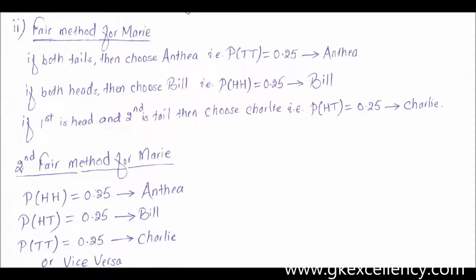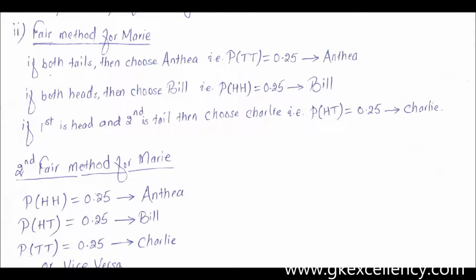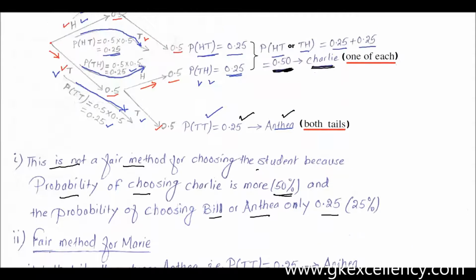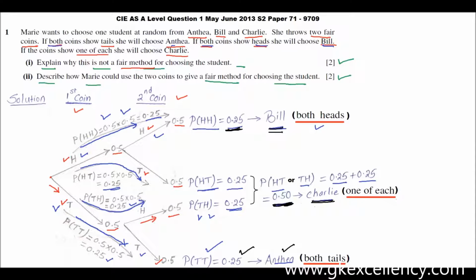A fair method would be what? If both tails, then choose Anthea, 0.25. If both heads, then choose Bill, again 0.25. If the first one is head and the second one is tail, only choose one of the conditions, then choose Charlie, again 0.25. Or you can go up and see, and you can make your own choices.